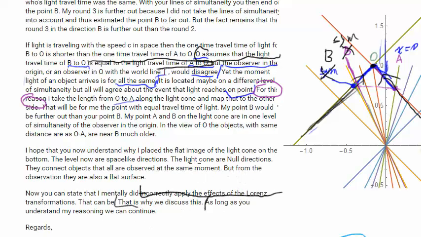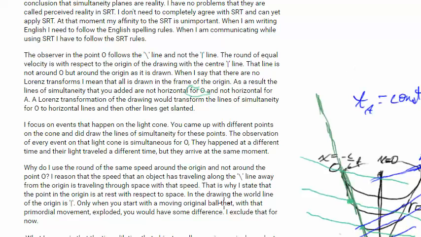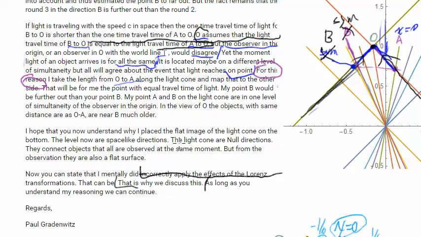There are two areas that I don't quite understand at this point. Well, multiple areas. But one of the major ones is saying there should be some difference between what and what. This part I don't understand. I don't understand why you place things in a flat image of the light cone on the bottom, that is still kind of a mystery to me.